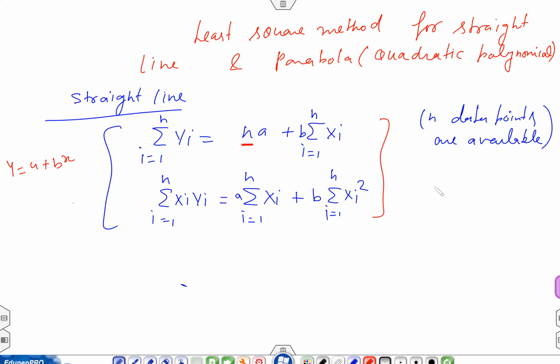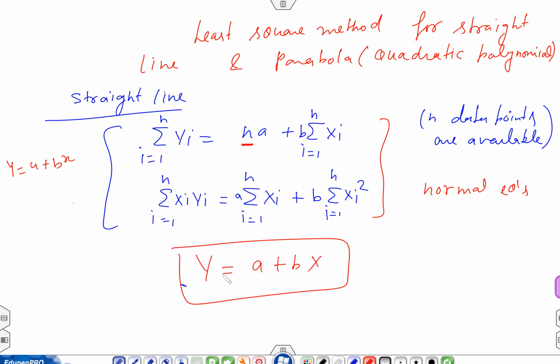These are two normal equations. These equations are called normal equations. After solving these two equations, you get the values of a and b, and then you will get a best fit of the form y equal to a plus bx. So this straight line will give you the best fit through the given data points. So this is for a straight line.